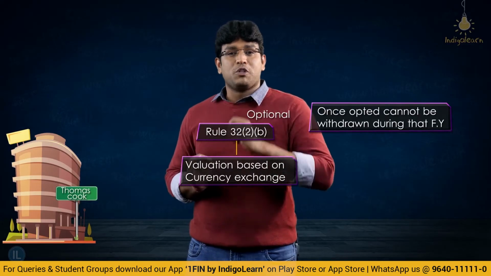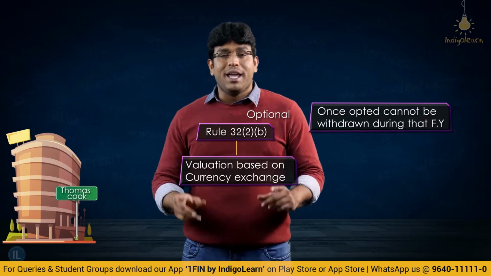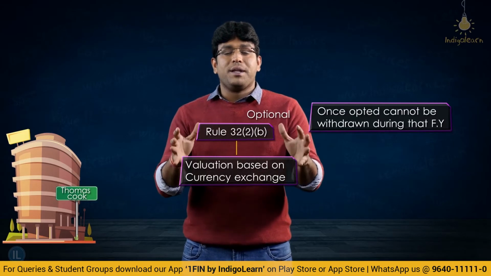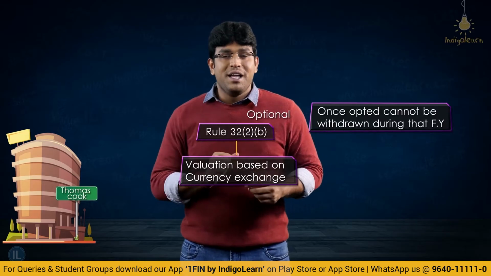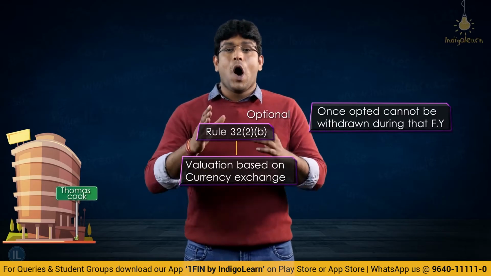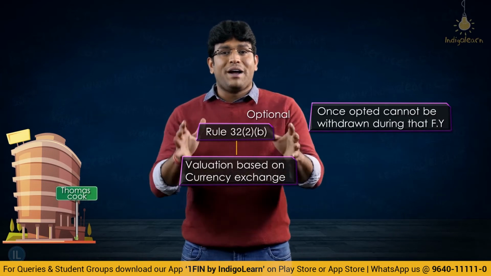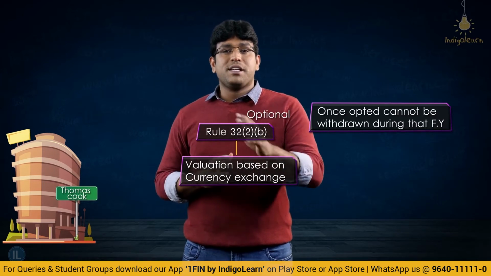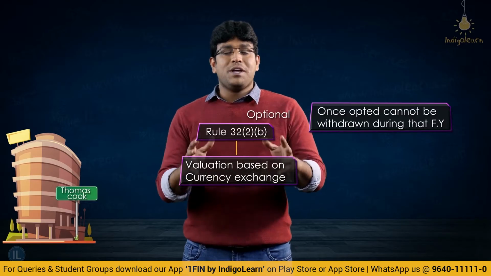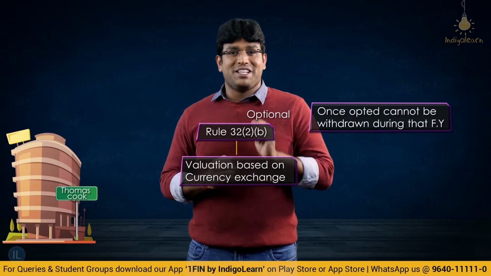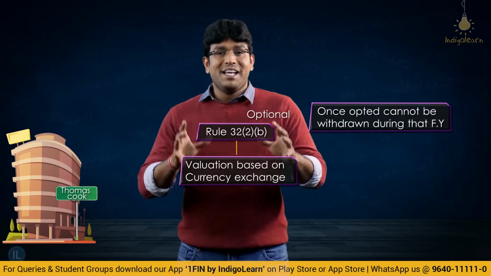I repeat one more time, Rule 32.2b is optional, but it cannot be withdrawn during the remaining part of the financial year. That means if Rule 32.2b is opted, it cannot be withdrawn in the middle of the financial year. Now what happens in Rule 32.2b? Valuation is made based on the amount of currency exchanged. And what they have given is something like this.